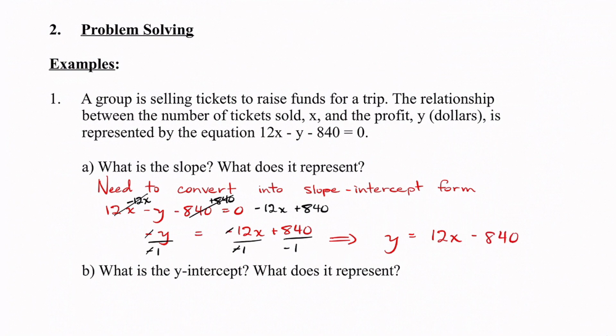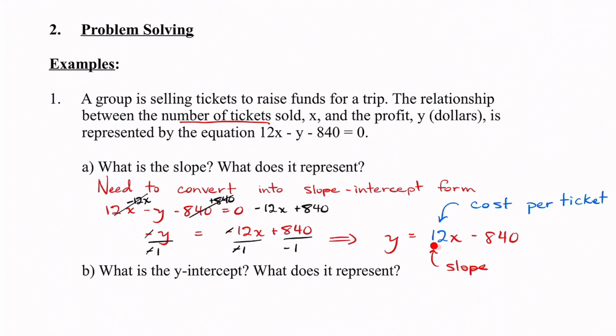So to answer the question, what is the slope? That number right there in front of the x, that is the slope. And it also asked, what does the slope represent? So if x is the number of tickets sold, and you were going to multiply that by 12, let's say you sold 2 tickets and you multiplied that by 12, well, that would give you how much money you made. So this right here, 12, that must be how much each ticket costs. So the slope, which is 12, is the cost per ticket.